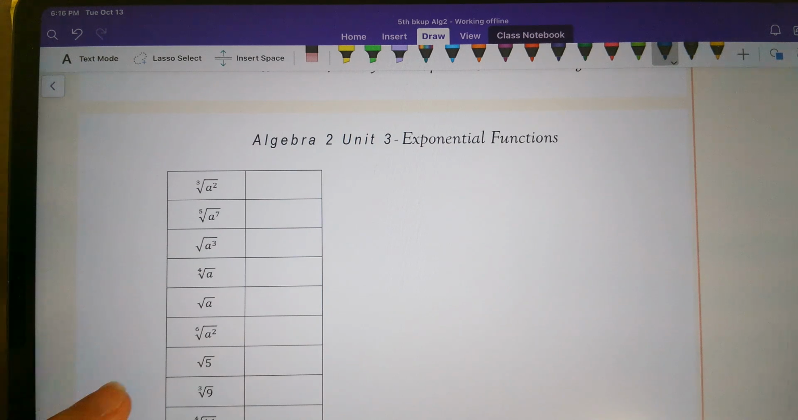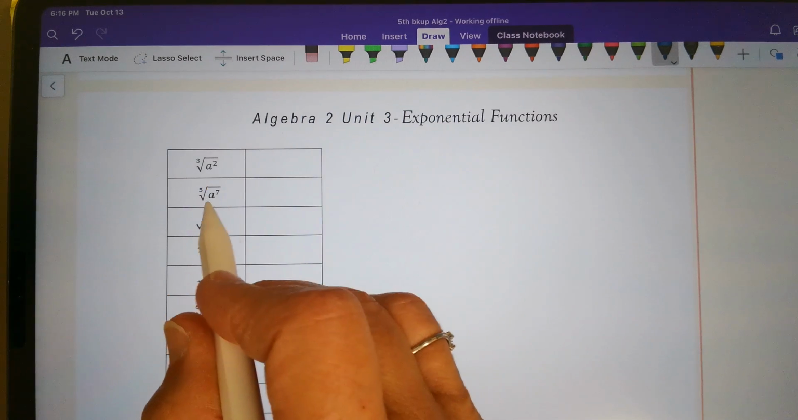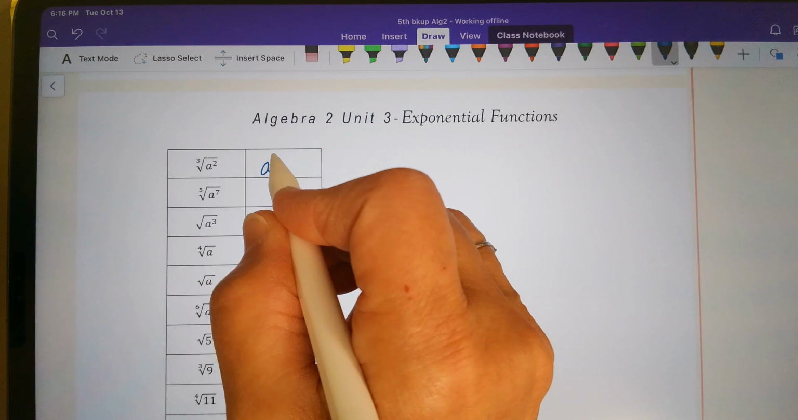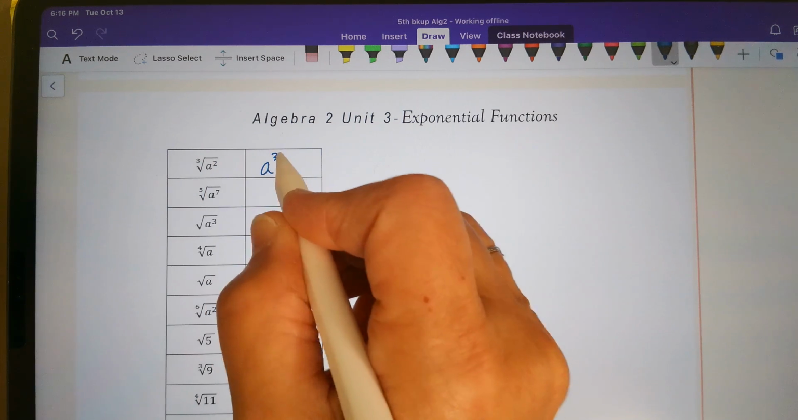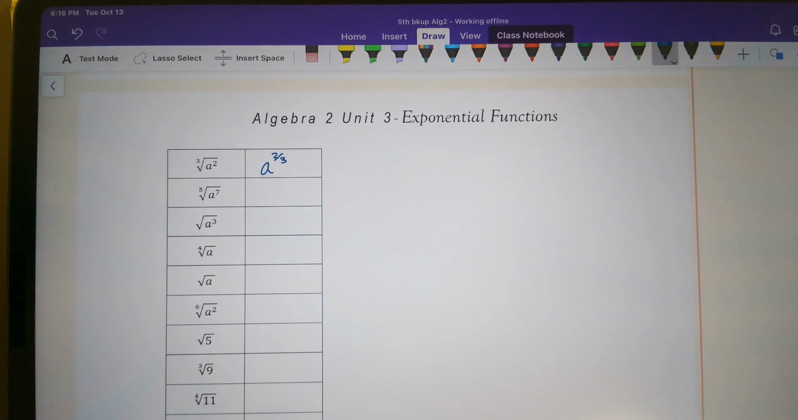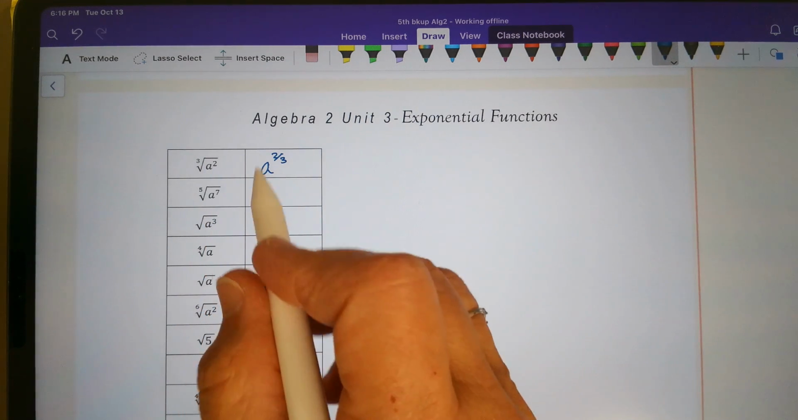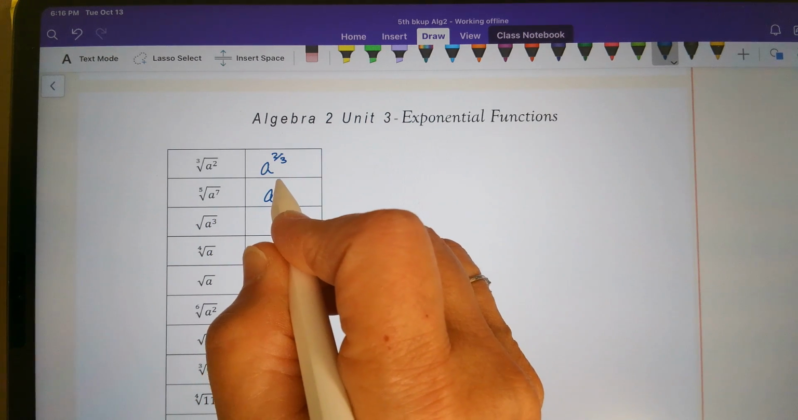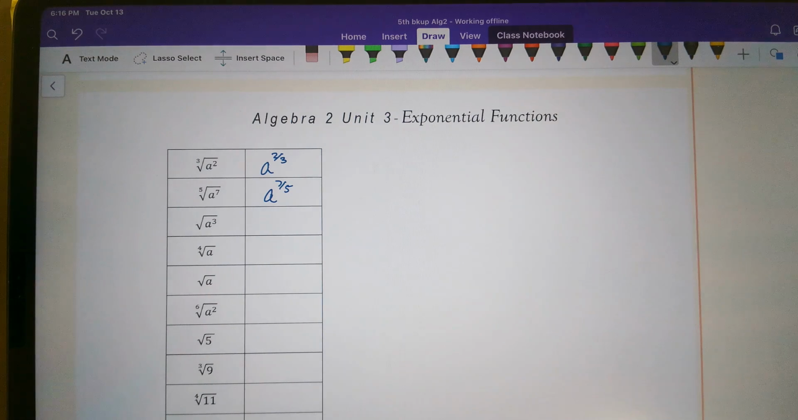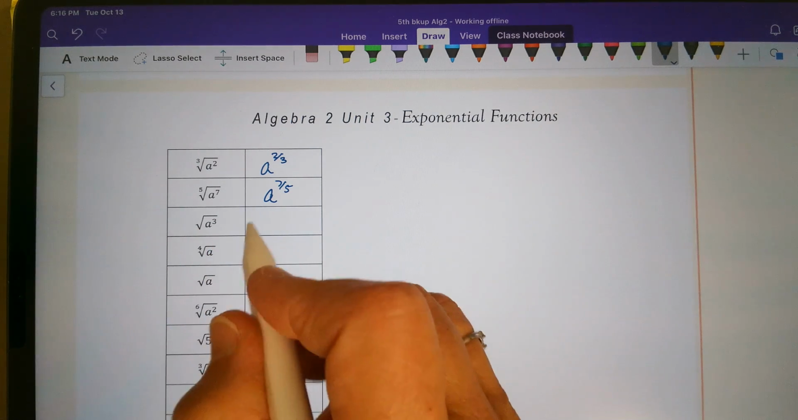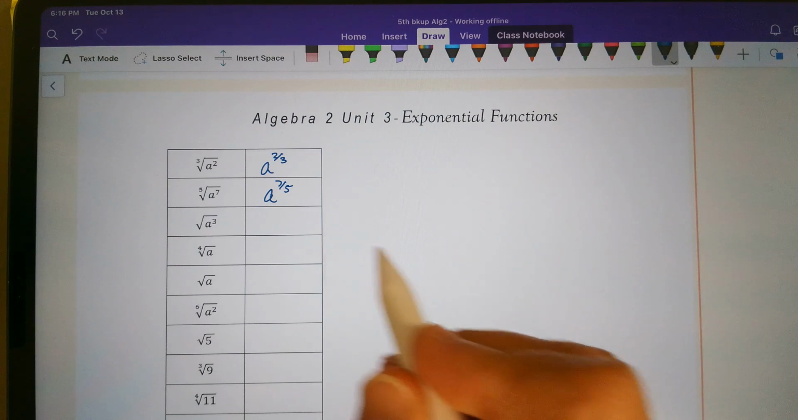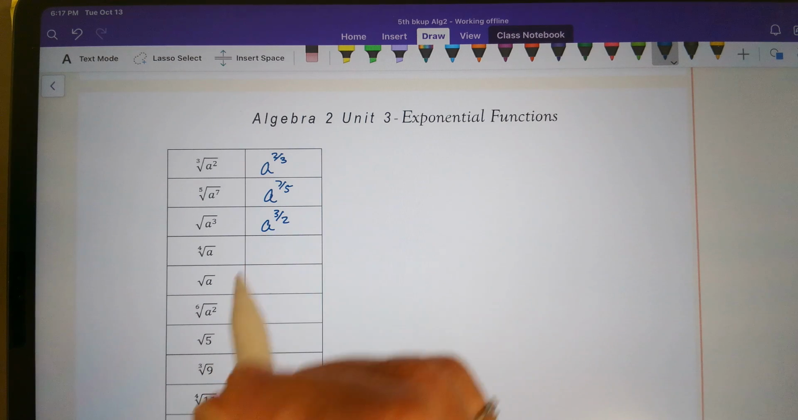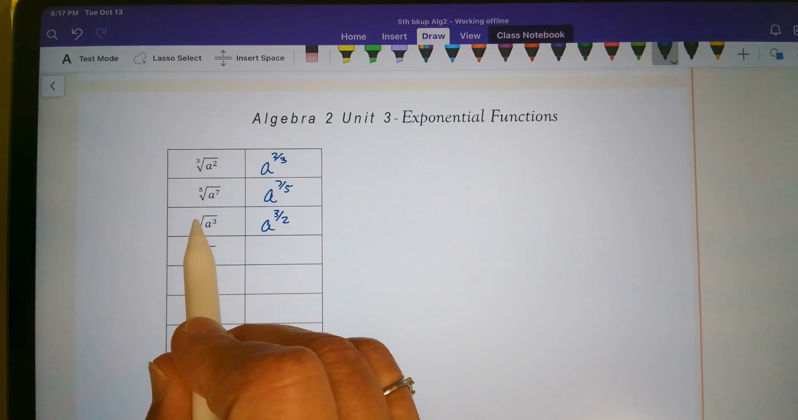Here we have radical form. We have the cube root of a squared. You have to know that the 3 is the root, and roots go below the ground, so underneath the fraction bar. So that's a to the 2/3. The 5th root of a to the 7th is a to the 7/5. This is the square root of a to the third. That would be a to the 3 over 2. The index there, or the root, is 2.